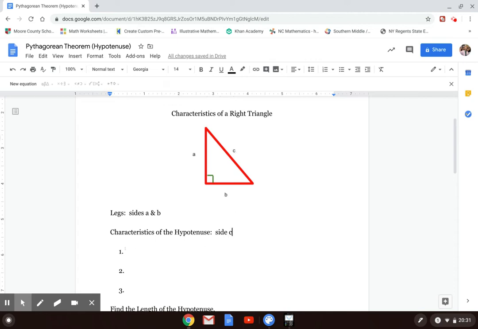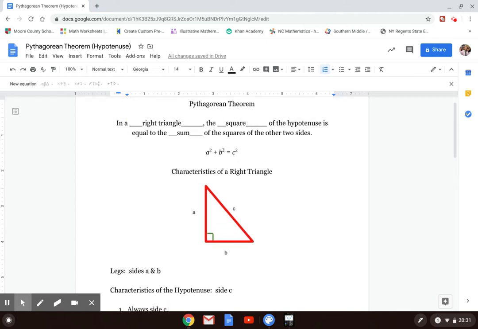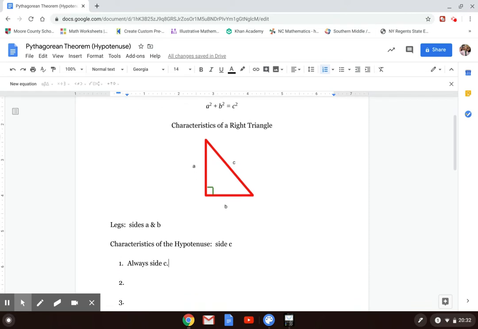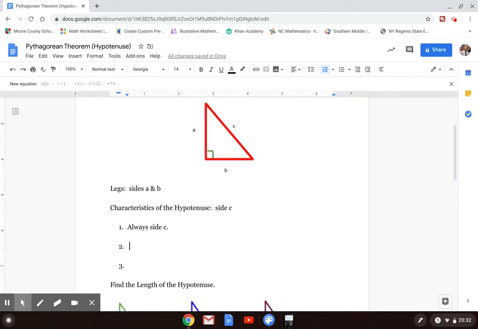So let's talk about three things about the hypotenuse. The first thing we're going to notice about the hypotenuse is it's always side C. So whenever you are looking at your Pythagorean theorem and you start substituting values in for the A, the B, or the C, whatever side is the longest side is always going to be side C, your hypotenuse. And that's going to be important later on when you get some problems where you're just given two sides of a right triangle and you have to determine which side is missing and what the measurement of that missing side is. So that's the first thing, it's always side C.